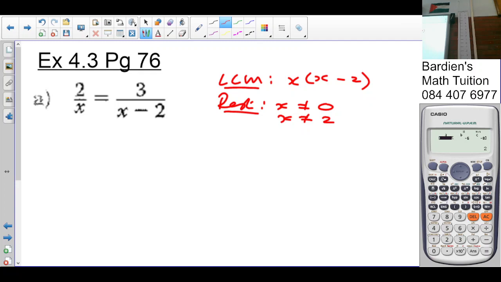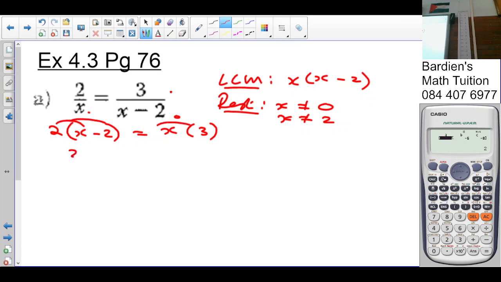Okay. So, what must this first denominator be multiplied by? X minus 2, not so. So it's 2 into x minus 2. What must this denominator be multiplied by to get the LCM? X. So multiply it also by x, so it's x into 3. What do we do from here? Multiply, simplify. Solve the equation.